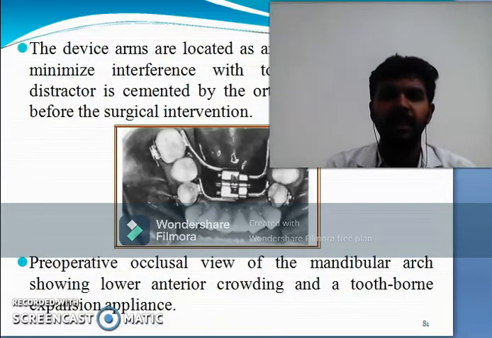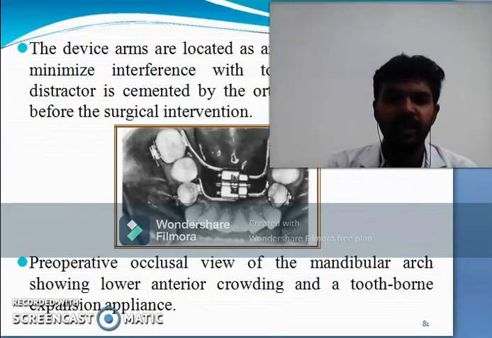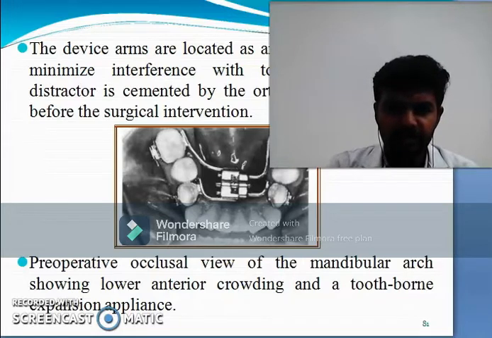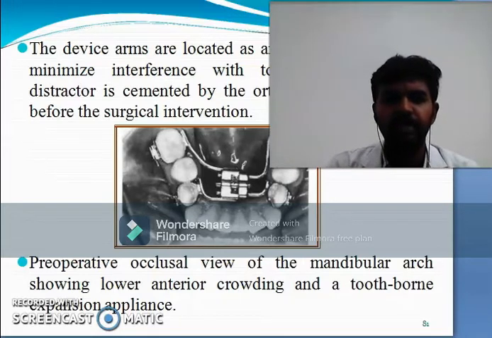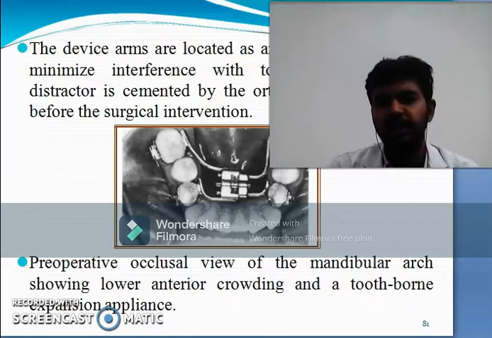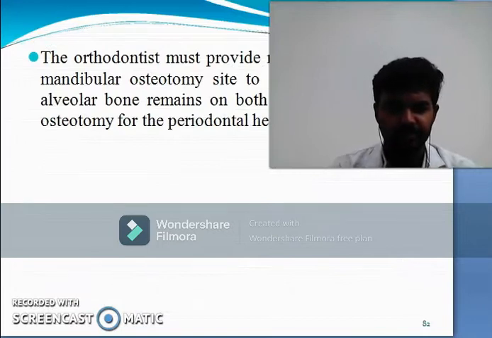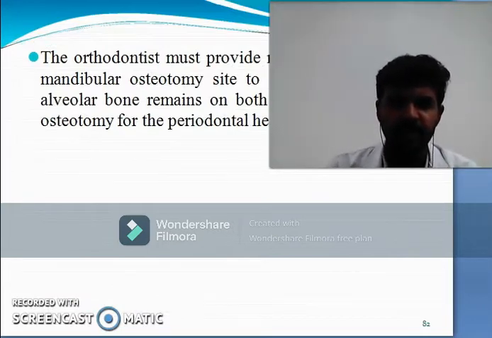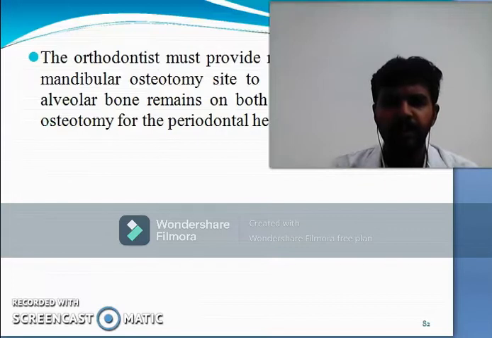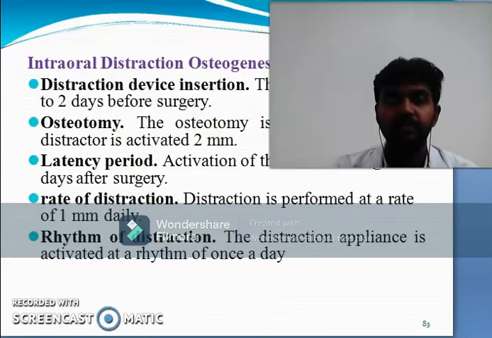The devices are located as anteriorly as possible to minimize interference with tongue function, and the distractor is cemented by the orthodontist 1 to 2 days before the surgical intervention. The preoperative occlusal view of the mandibular arch shows lower anterior crowding, and a tooth-bone expansion device is given. The orthodontist must provide root divergence at the mandibular osteotomy site to ensure sufficient alveolar bone remains on both sides of the planned osteotomy for the periodontal health of the dentition.